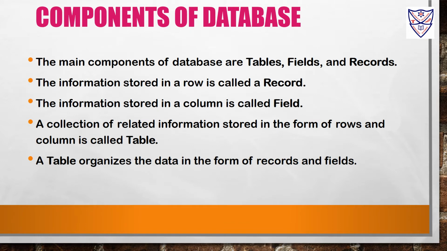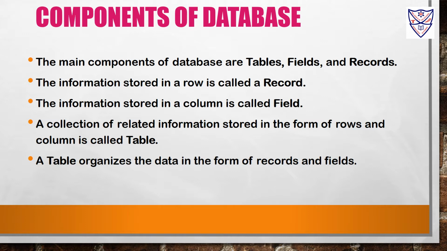Components of database. The main components of a database are table, fields and records. Let us take an example of the student database. Each row shows the details of each student, like his or her roll number, name, birth date, etc., in the form of a record. So the information stored in a row is called a record.